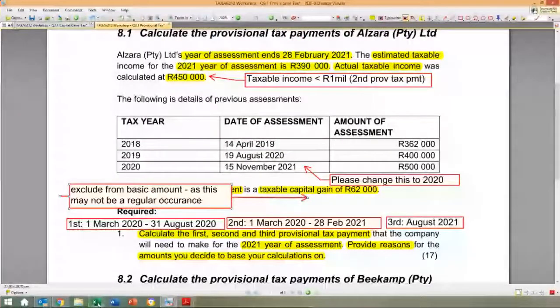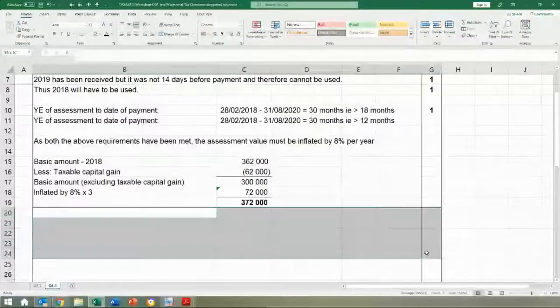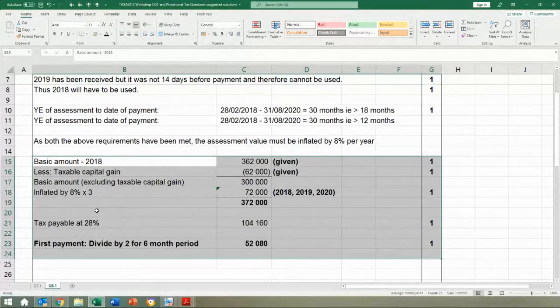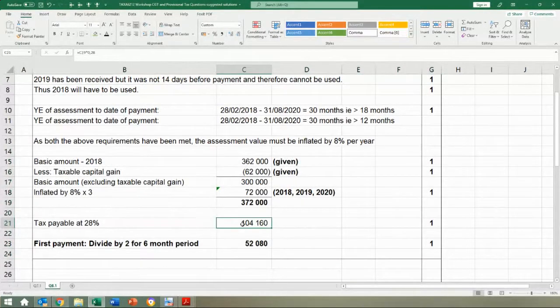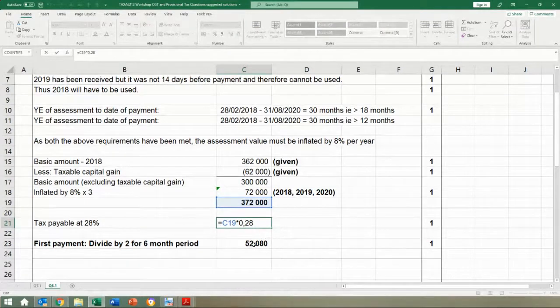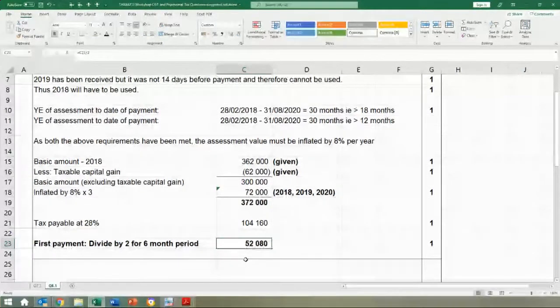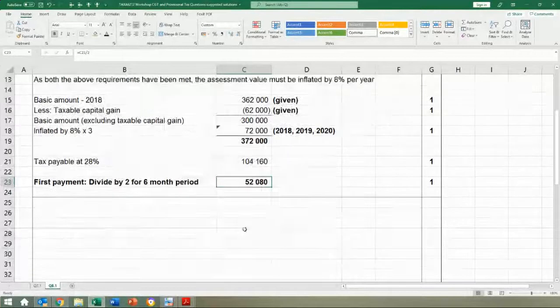Let's quickly see what the actual estimate we did was. We had an estimated taxable income of 390,000. You can also use the estimate, but generally we would use the lower of the two to minimize the amount of tax we pay, rather than the bigger one. So you would take the 372, multiply it with the 28%, and then divide that amount by 2 to get an amount of 52,080 rand. So that's the first payment based on the rules.